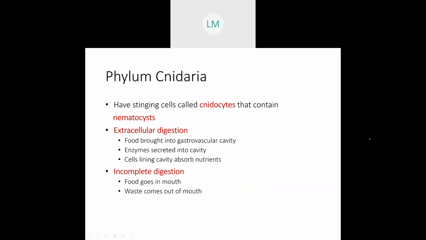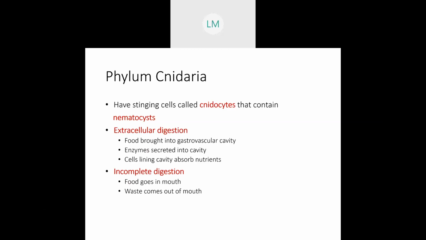They also have extracellular digestion. So with phylum Porifera, we had intracellular digestion, so digestion within the cell. Now we're having extracellular digestion, meaning that we have this cavity that we secrete enzymes into, and then the cells that line this cavity absorb the nutrients. So rather than bringing the food particles into the cell to digest them with enzymes inside the cell, we're doing it in a cavity, right?